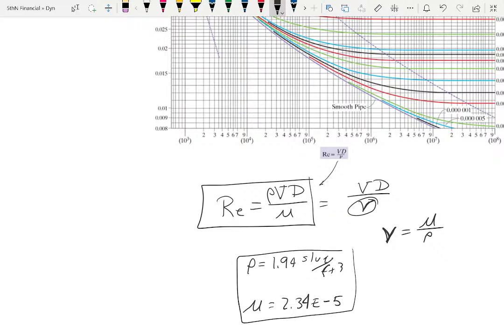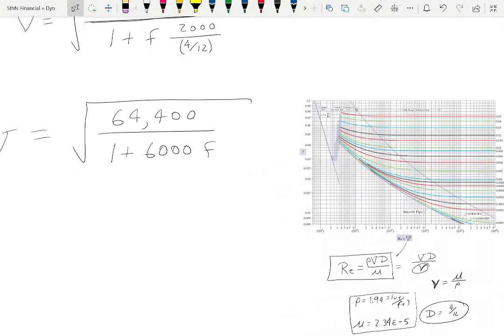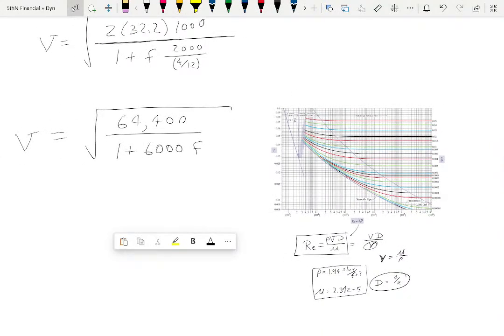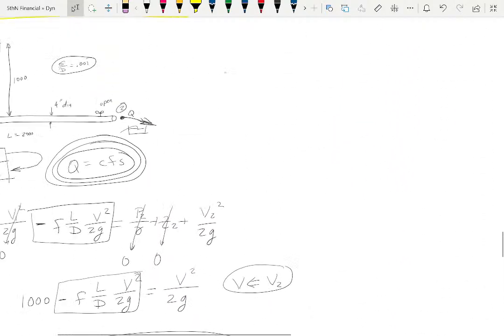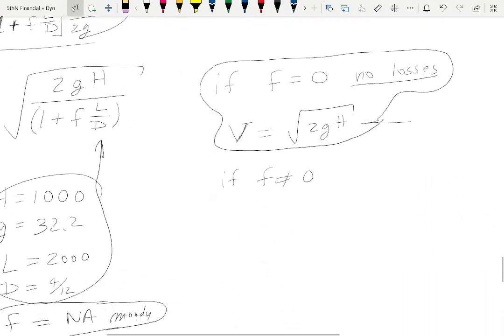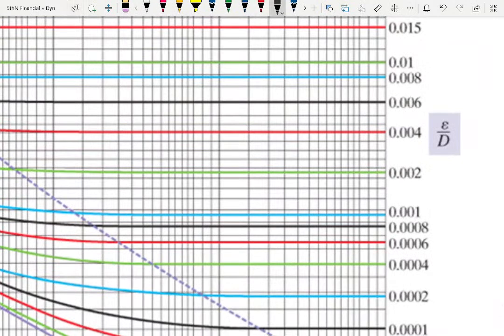So we got all those. And we have diameter, 4/12. But what we don't have is the velocity, because that's what we're looking for. So the question is, how do we do this? This is the concept of iteration. So here's the way I start these problems. I first find the e over D, which I wrote down here somewhere, 0.001. So if I find 0.001, that's this line right here.